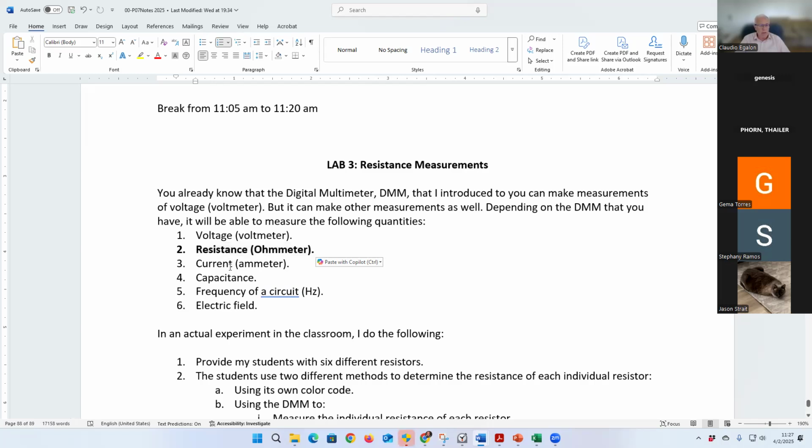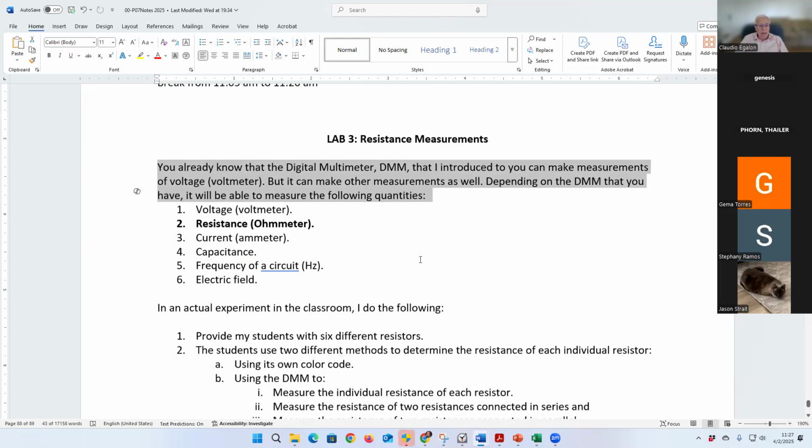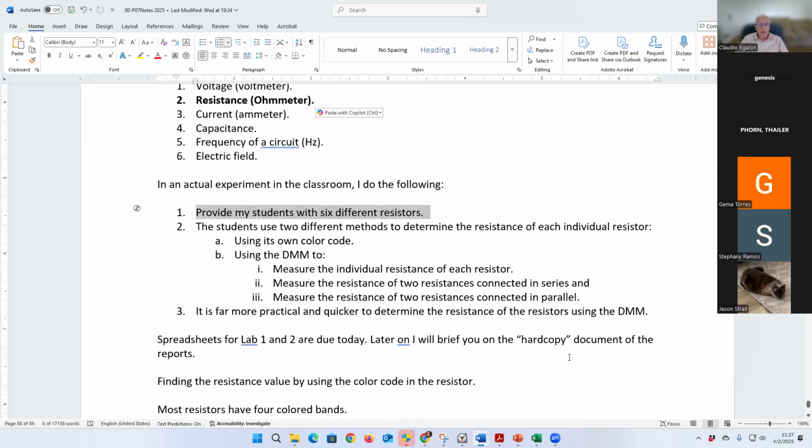A very basic multimeter is going to measure at least those three parameters: voltage, resistance, and current. But there are some fancier multimeters out there that will be able to measure capacitance, frequency of a circuit, and electric field as well. So what do I usually do? I usually provide my students with 6 different resistors. And let me show you, I guess I showed that to you before. If I haven't, let me show it again.